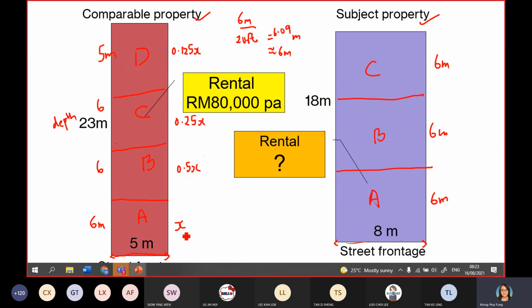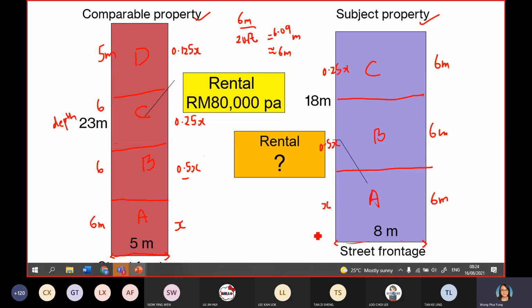Assuming the rental for zone A is X, RMX. Halving back, which means zone B should be half of A, that's why 0.5x. C should be half of B, that's why 0.25x. And last but not least, D should be half of C, that's why 0.125x. So this one is the same x, 0.5x, but because we only got C, so until here only.